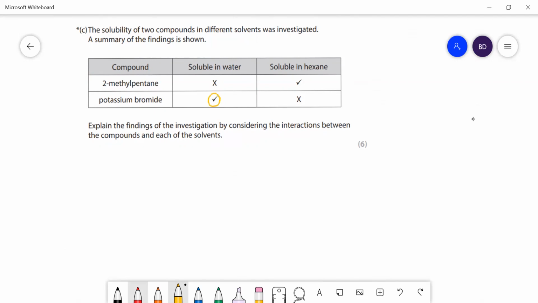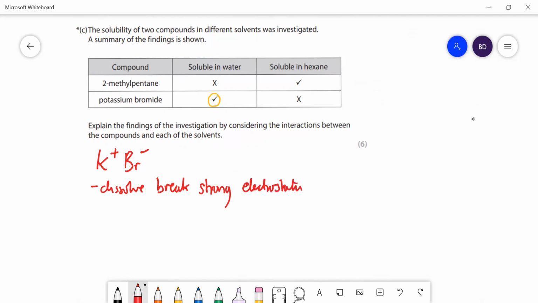So KBr is an ionic compound, obviously K+ ions and Br- ions. If you want to dissolve it, you need to break the strong electrostatic attractions between the ions, and obviously that's going to be very endothermic. So how can that happen? Well, it's because at the same time you have an exothermic process occurring.